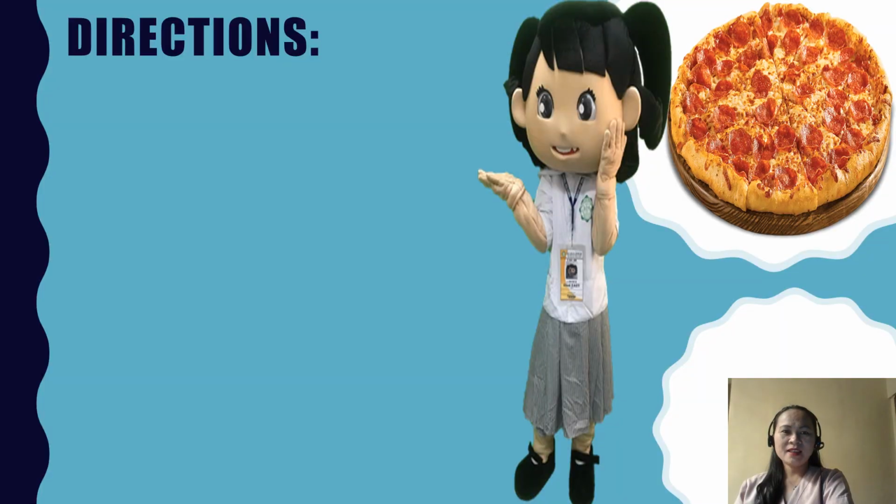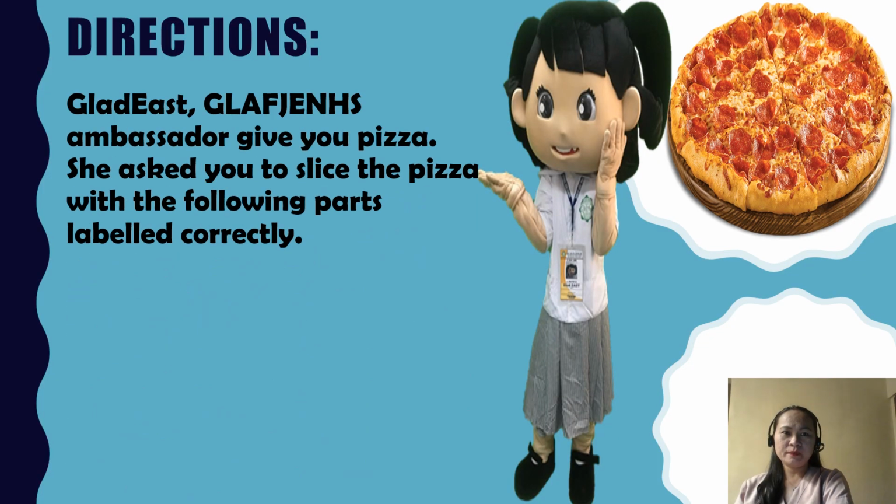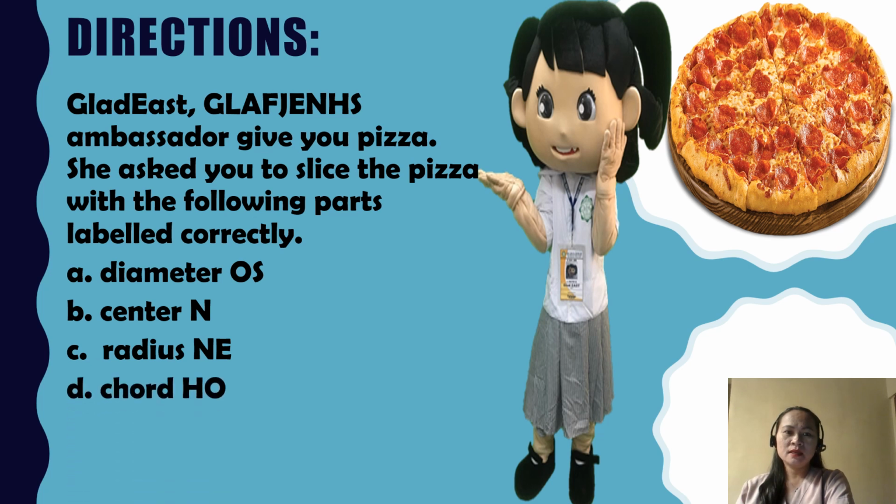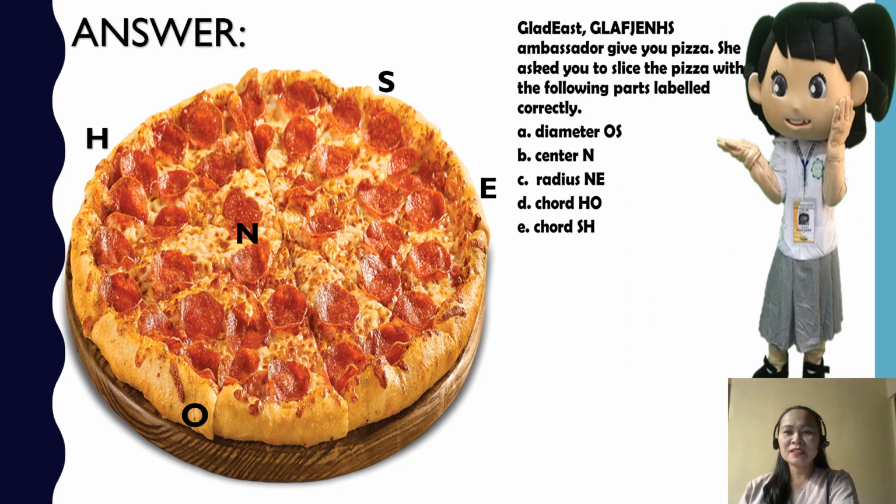Now, let's apply what we have learned. Gladys, Glapden's ambassador, gave you pizza. She asked you to slice the pizza with the following parts labeled correctly. A. Diameter OS. B. Center N. C. Radius NE. D. Chord HO. And E. Chord SH. Now, let's answer the question of Gladys. A. We have diameter OS. We have center N. We have radius NE. We have chord HO and chord SH.